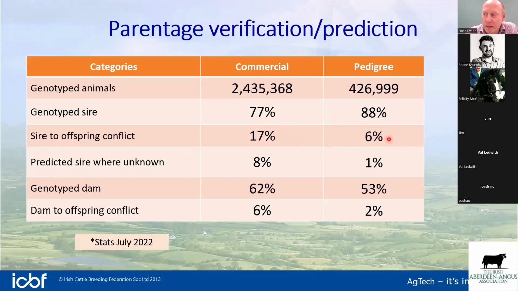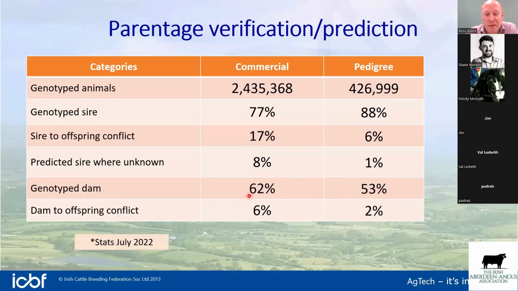And you can see that 6% on the pedigree side, so still a significant amount of parentage errors. In cases where the predicted sire is unknown, or where a wrong sire has been taken off, we can predict a sire in 8% of cases on the commercial side, and in 1% of cases on the pedigree side. In the context of genotype dams, you can see about 62% of the commercial genotypes actually have a dam genotype as well, and 53% of the pedigree.